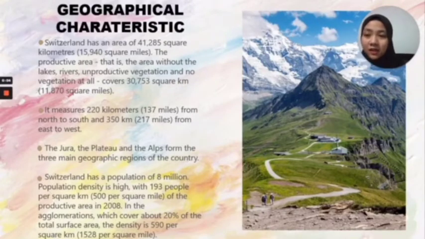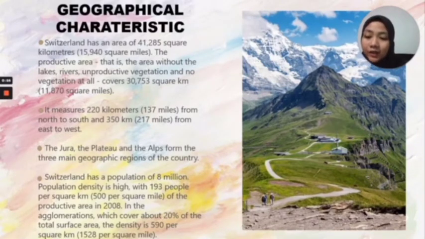Geographical characteristics. Switzerland has an area of 41,285 square kilometers. The productive area, that is the area without lakes, rivers, unproductive vegetation and no vegetation at all, covers 30,753 square kilometers. It measures 220 kilometers from north to south, and 350 kilometers from east to west.